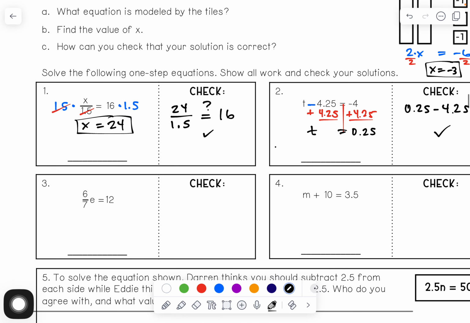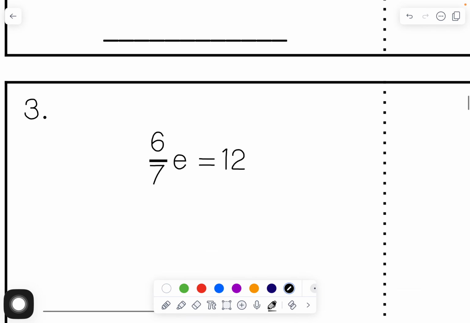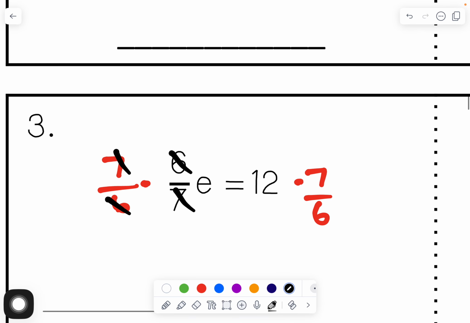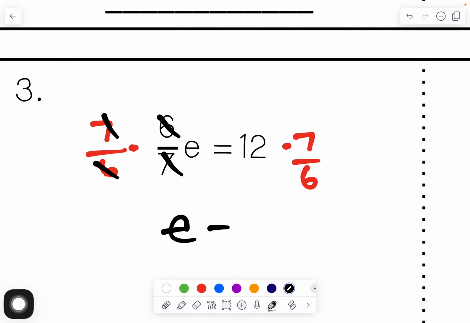Next up I have 6/7 e equals 12. I know you guys don't like fractions. The best way to get rid of a fraction is to multiply by its reciprocal. So I'm going to multiply by 7/6. The reason I do that is because anytime I have the same thing on top and bottom, they cancel. So the 7's cancel and the 6's cancel, which means I'm left with just an e.